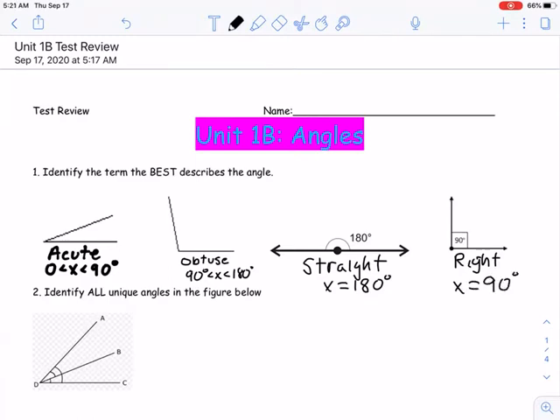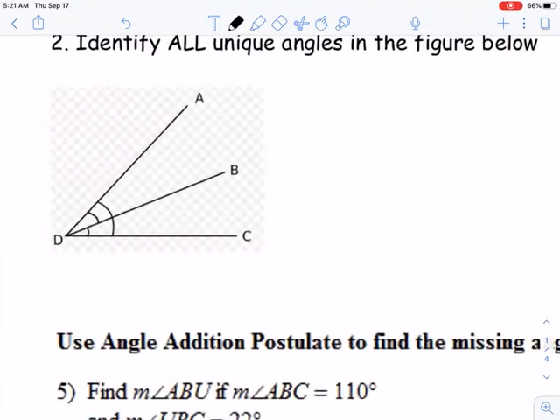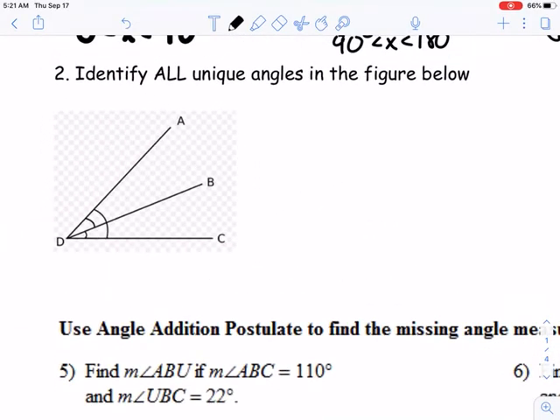Alright, so just basic classification of angles. That way we can talk about them, talk about properties, go into detail, all that fun stuff. So we're going to identify all unique angles in the figure below.